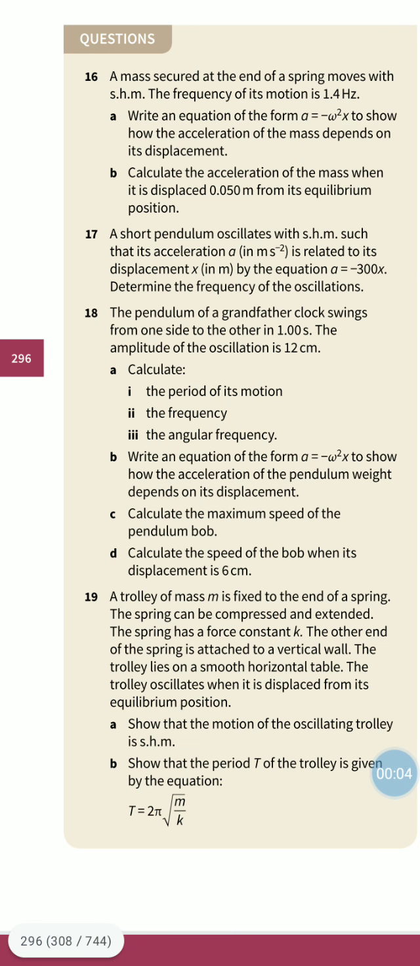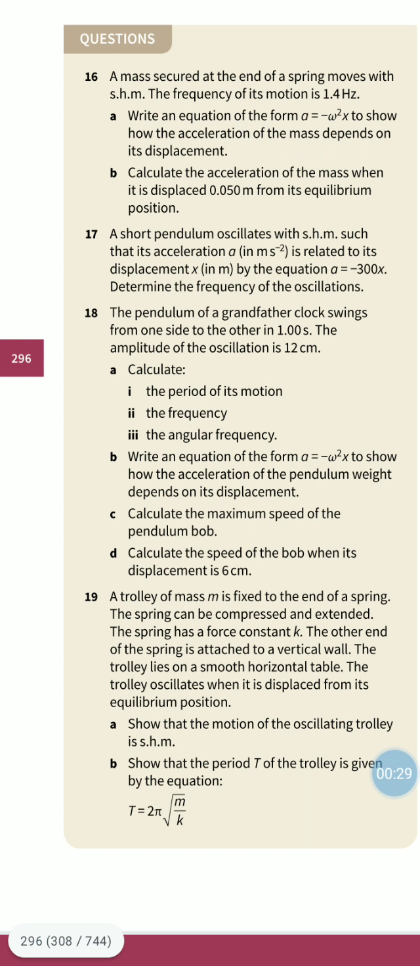Physics chapter 19, question number 16 to 19. I hope you can remember the equations that you have studied so far, and in these questions your knowledge of those equations would be checked. Question number 16. A mass secured at the end of a spring moves with simple harmonic motion.